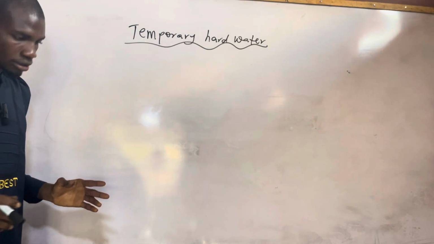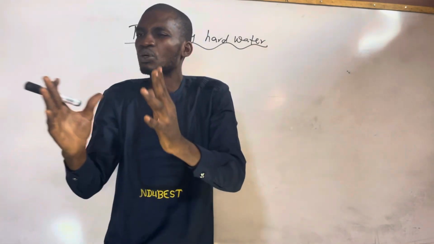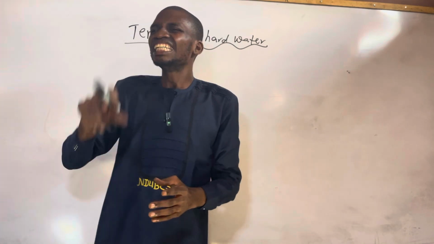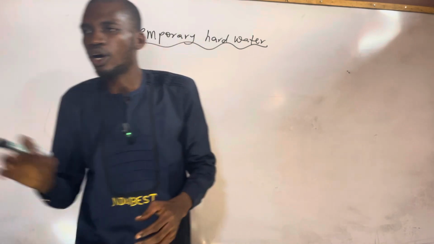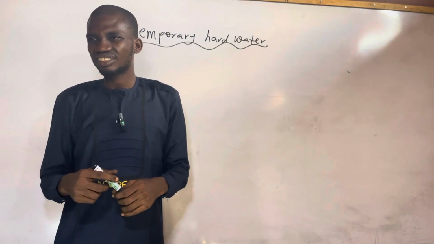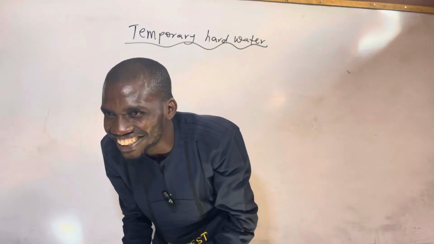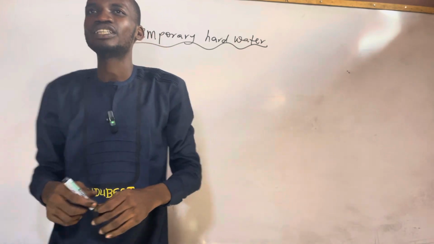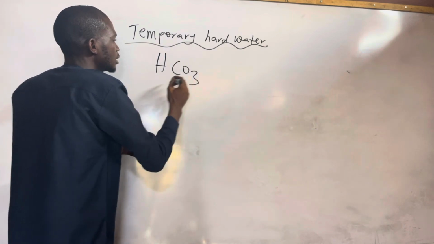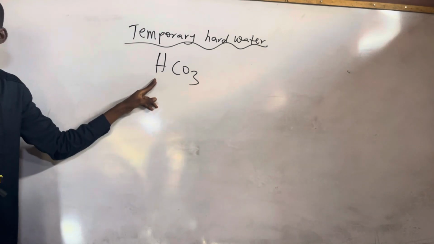So listen now. Temporal hard water is a hardness in water that is caused by the presence of calcium in acid salt. When we talk about acid salt, we're talking about a salt in which the hydrogen is not totally replaced. You understand? So something like this is an acid salt.